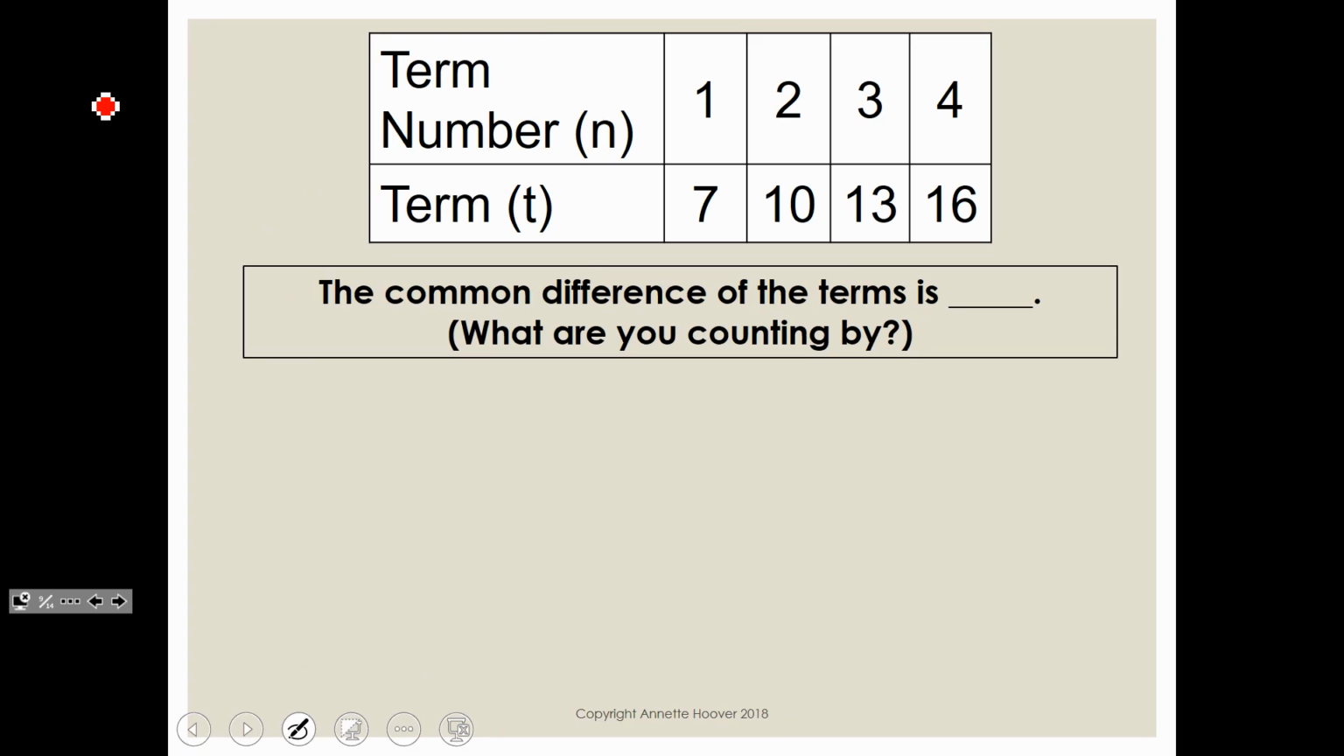In this example, we're counting 7, 10, 13, 16. Each time we are adding 3, so we call that our common difference. It's a positive 3 since we're adding by 3. So that's going to be the first part of our equation, 3n.